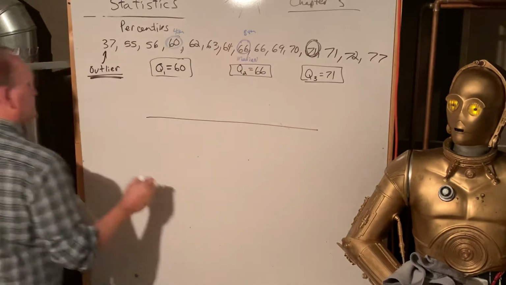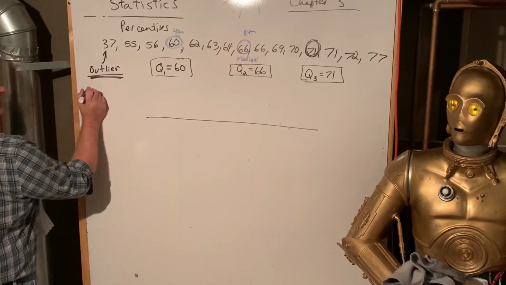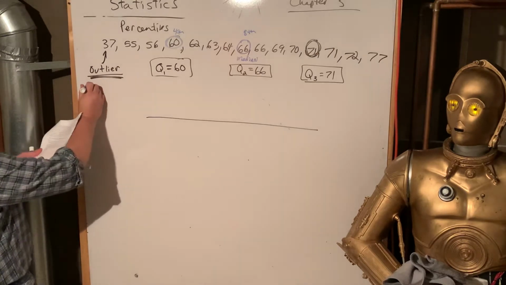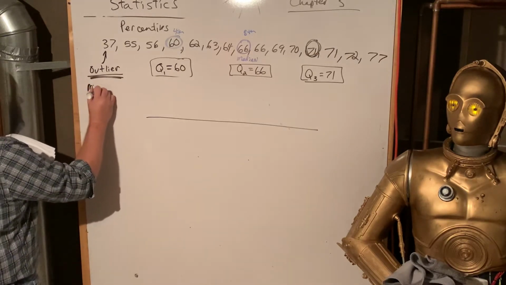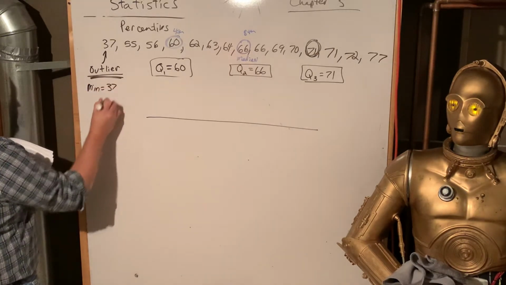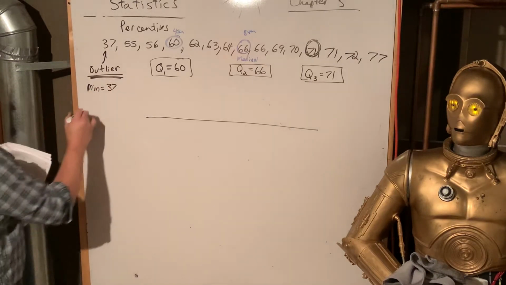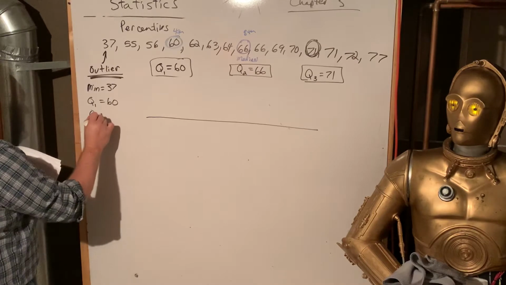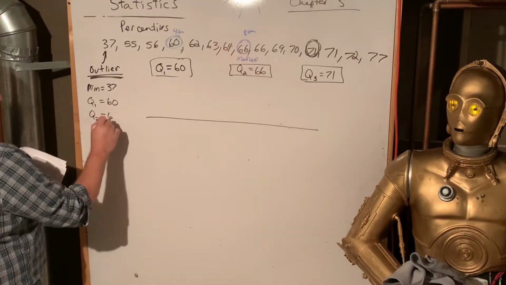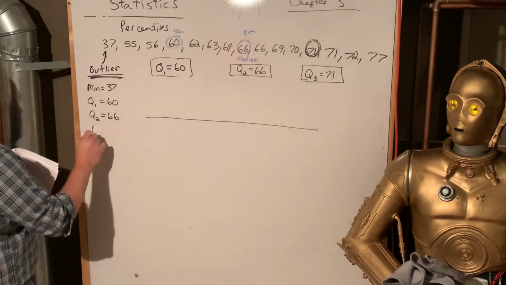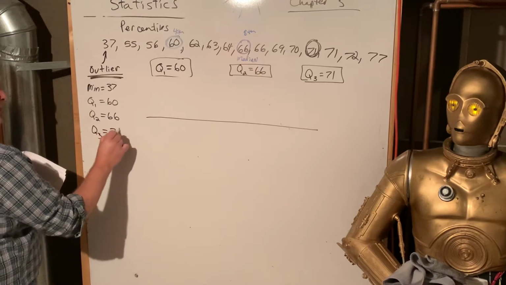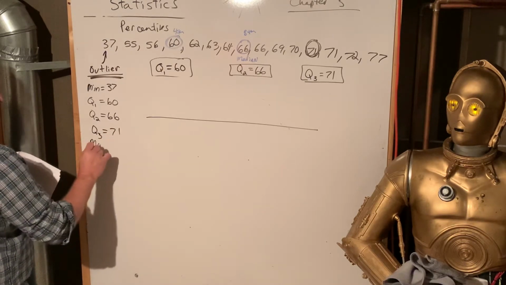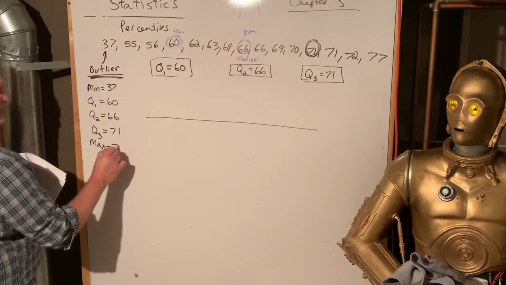And so you can kind of get the idea of a shape using a 5-number summary. This 5-number summary is this. It's the lowest value first. So the minimum here was 37. The lower quartile is 60. The median or middle quartile is 66, second quartile. Third quartile or upper quartile is 71. And then the maximum, the highest value, is 77.